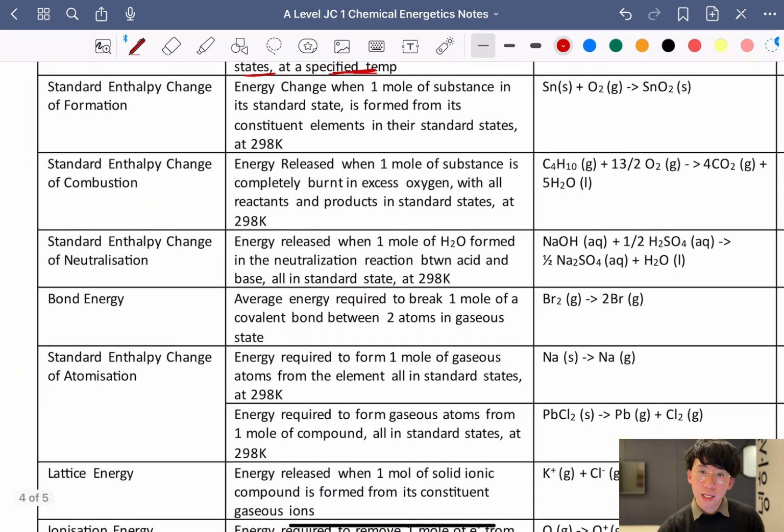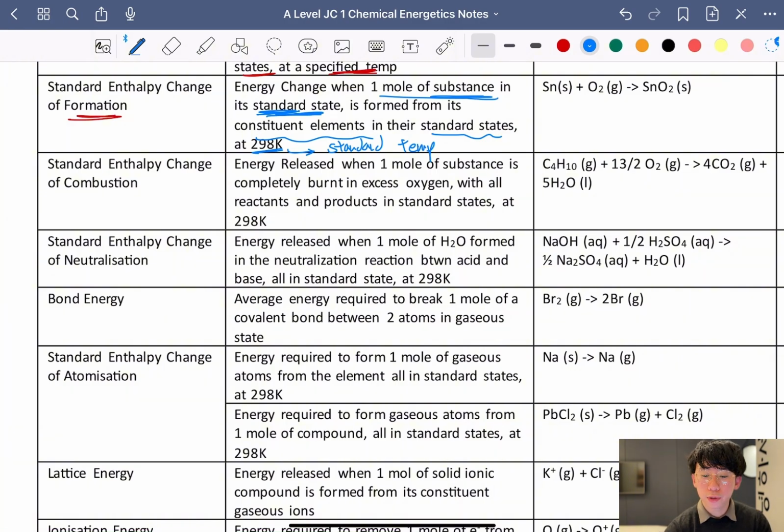Next up is standard enthalpy change of formation. This is also regularly tested. This is when 1 mole of substance in its standard state, yes, take note, this is standard state, is formed from its constituent elements in the standard states as well at 298 K. This is the usual temperature when I'm referring to the standard temperature.